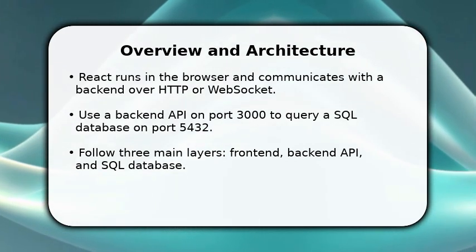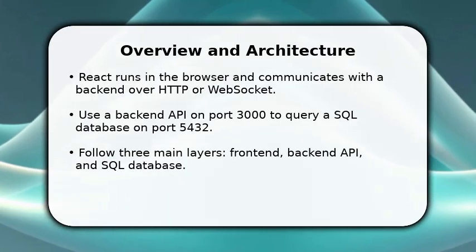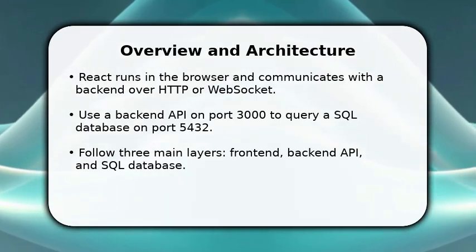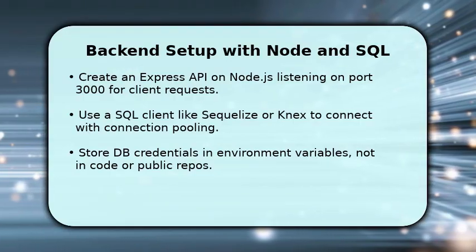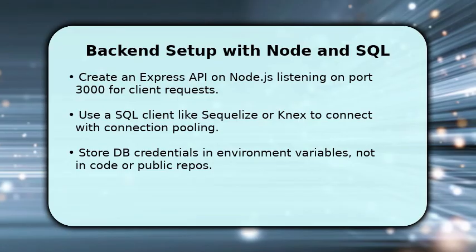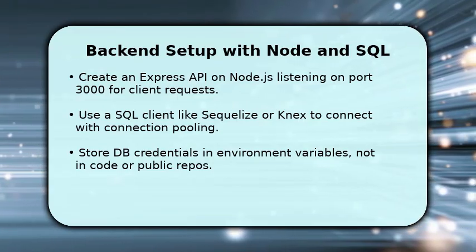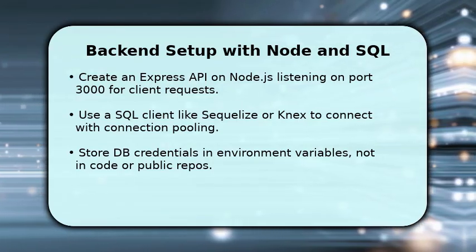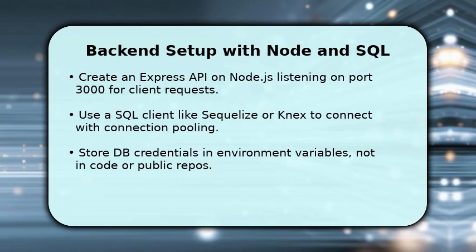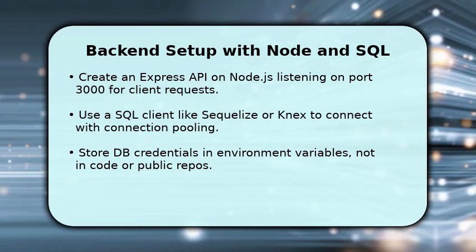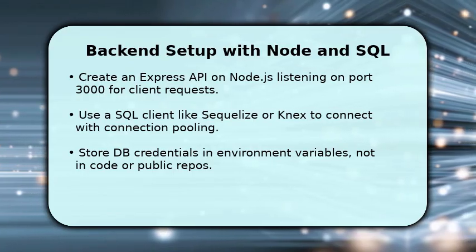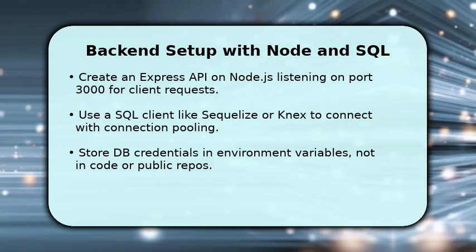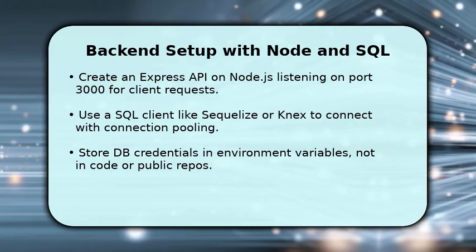Follow best practices for authentication, validation, and connection pooling. Start by initializing a Node.js project and install Express, a SQL client, and dotenv for configuration. Create an Express app that listens on port 3000 and exposes REST or GraphQL endpoints for CRUD operations. Use Sequelize or Knex to connect to PostgreSQL or MySQL and enable connection pooling to avoid overload.